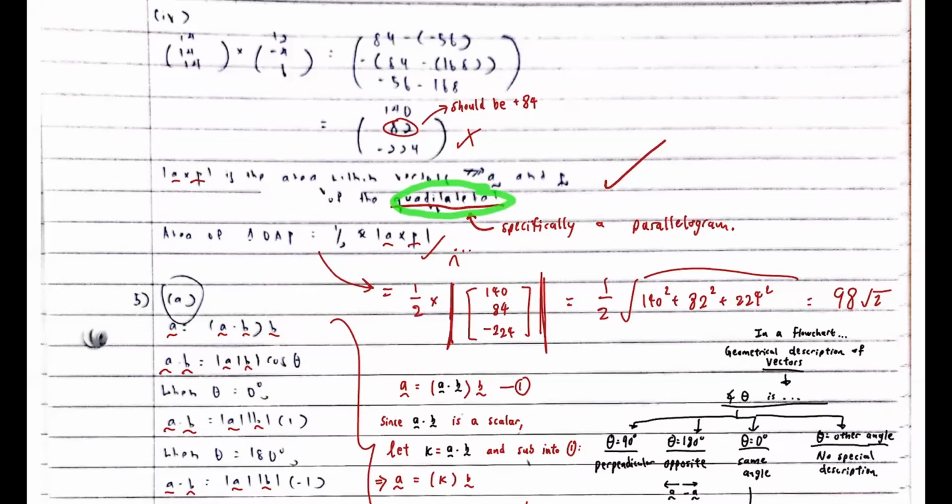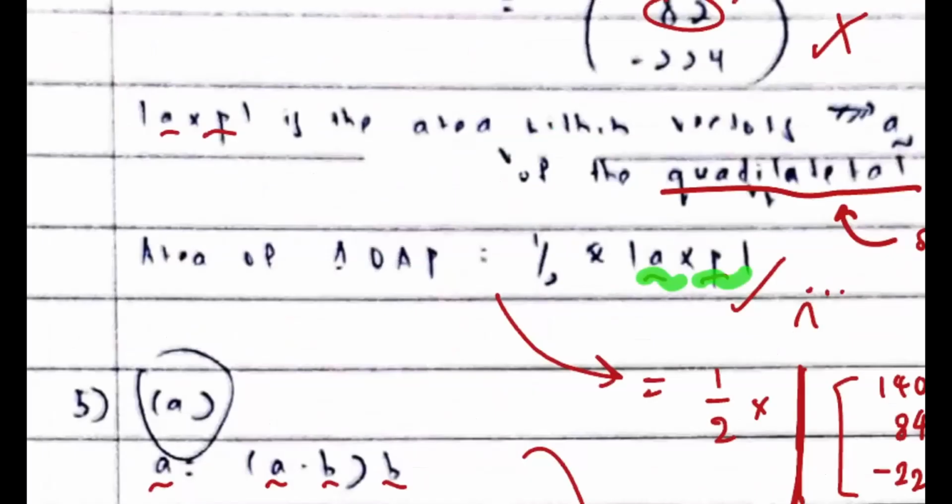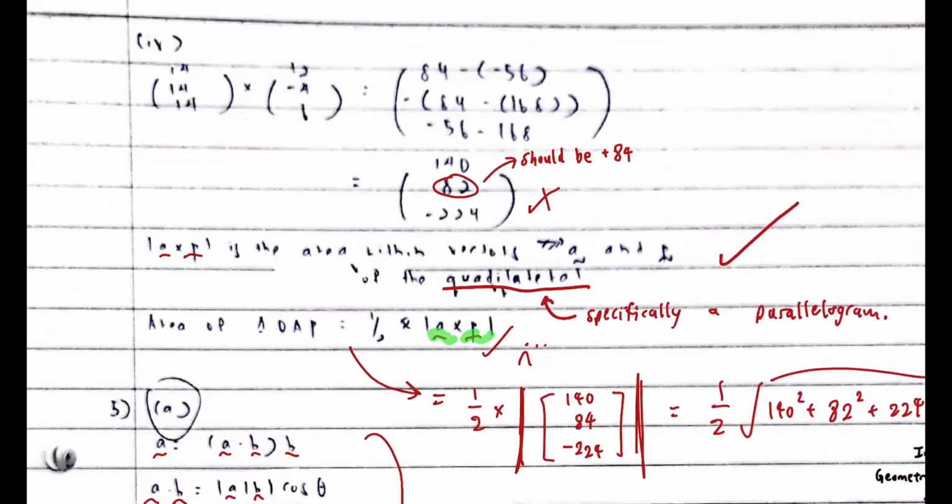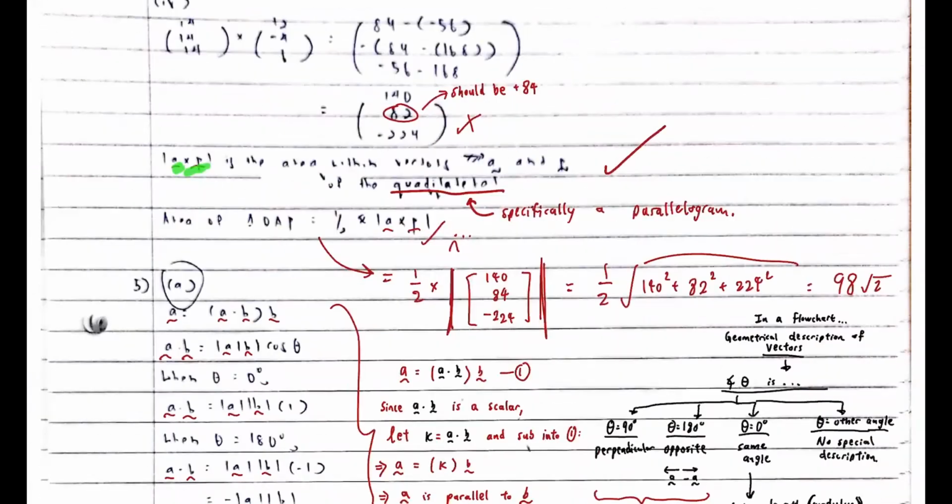That's correct. But maybe you should be a bit more specific. It's a parallelogram. And also the notation, vector A, vector P. Please make sure you got the tilde below. See, no tilde, everywhere, no tilde. Very bad.